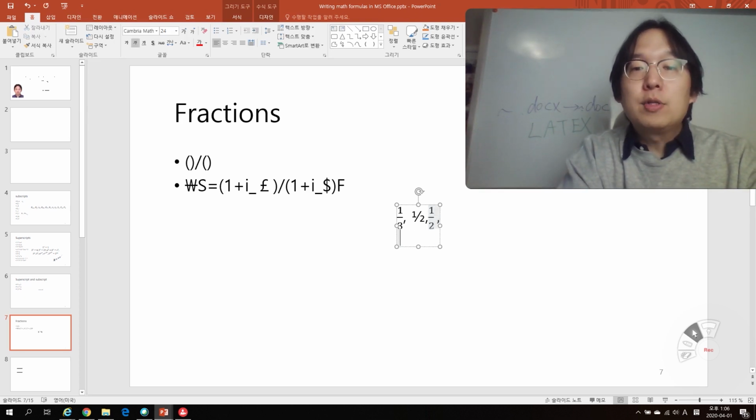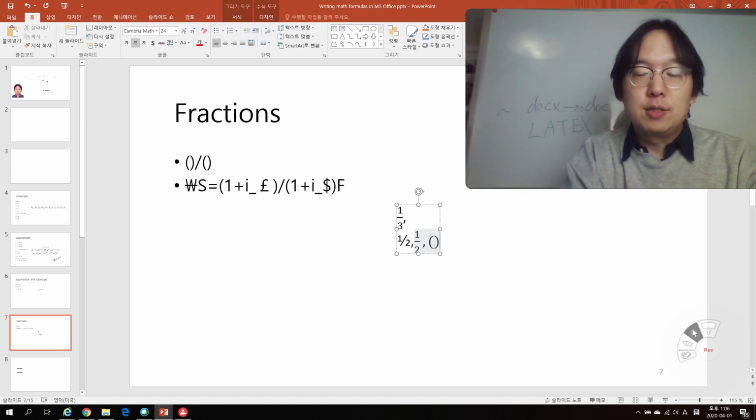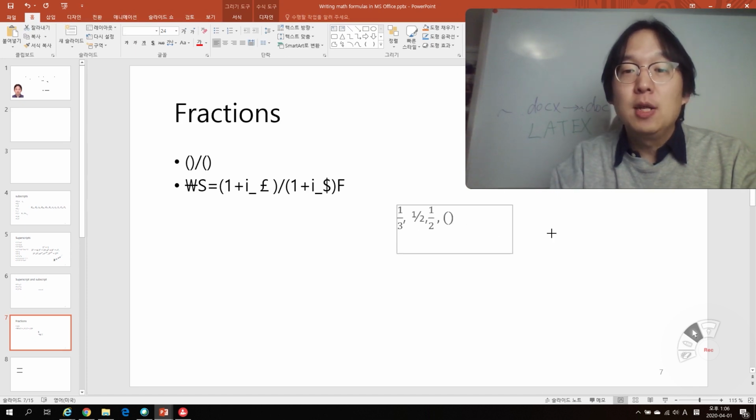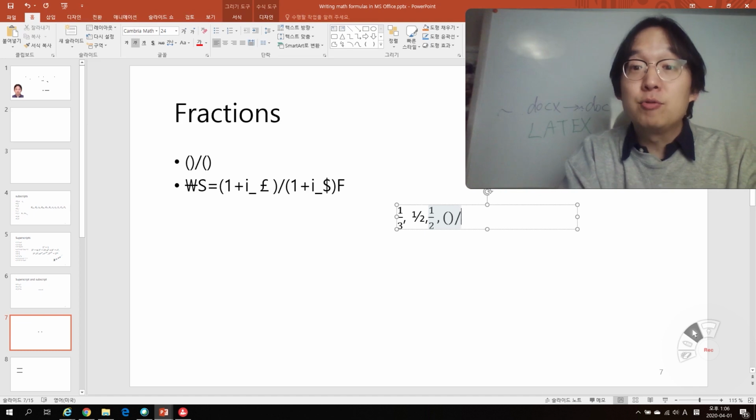Now, how about some complicated fractions, right? Complicated fractions. I would do it like this. Complicated fractions like 번분수식, right? Is it possible to do that?